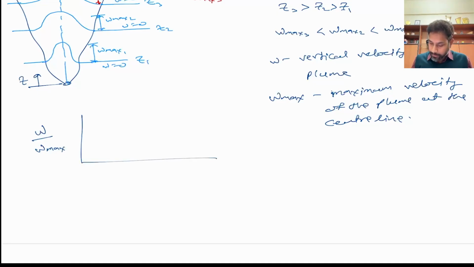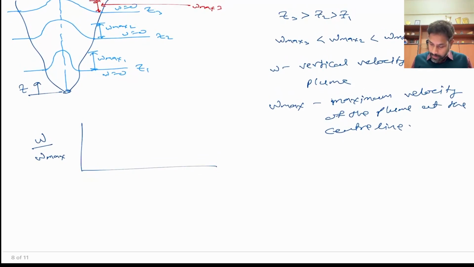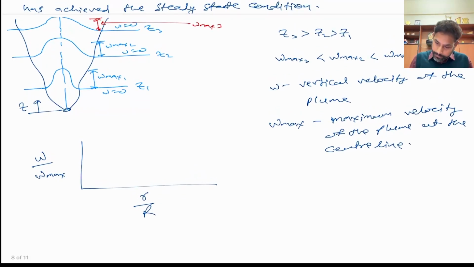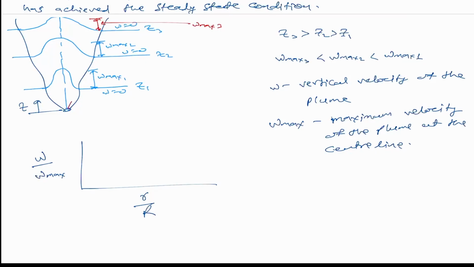with R by radius, let's say, we also define, okay, so this is your R1, this is your R2, this is your R3, so that is the plume radius, which is also increasing. So if you find a profile of W by W max against R by R max, it will look something like this.